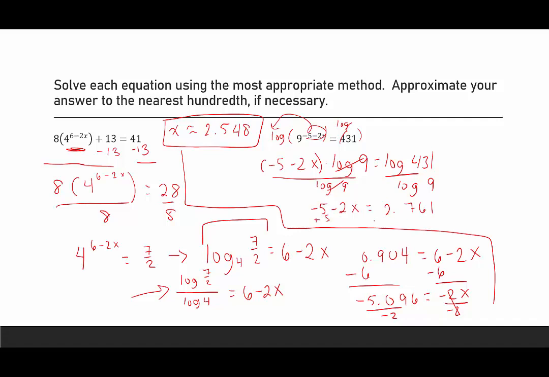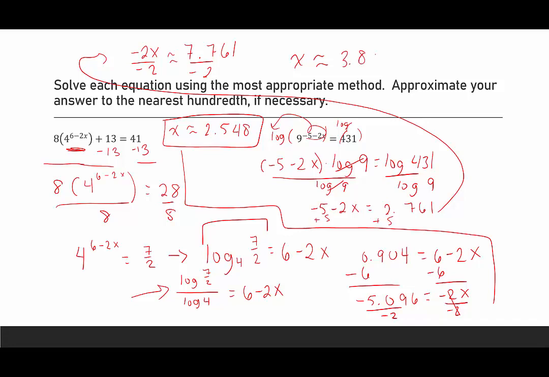So now we want to get x by itself. So now we just have a nice linear equation, so we're going to add 5 to both sides. We get negative 2x is equal to 7.761. Divide both sides by negative 2. And we're going to get x, I like to use approximates here because these are not exact, since I rounded. x is going to be approximately negative 3.881.